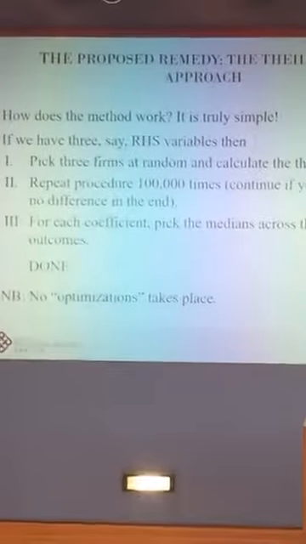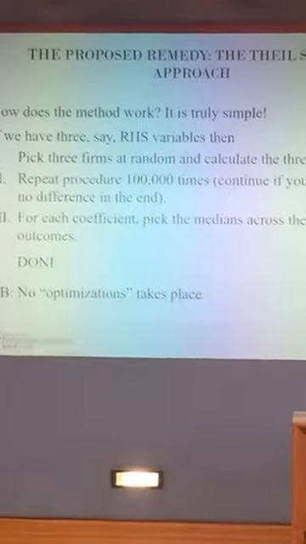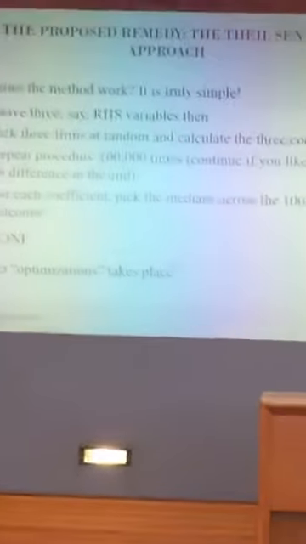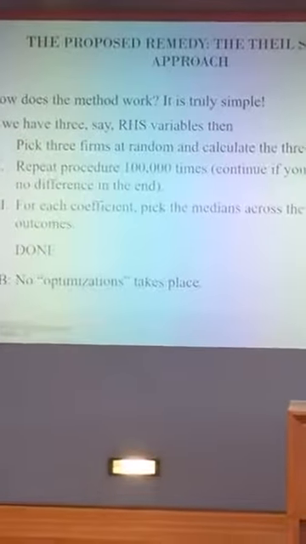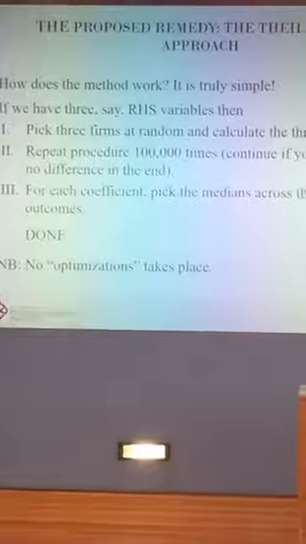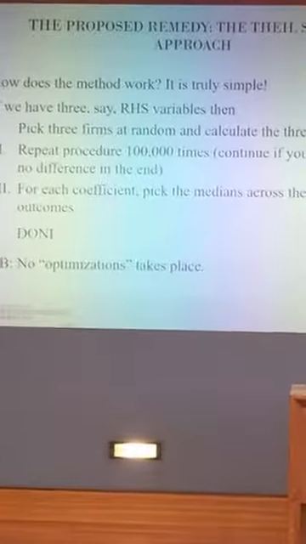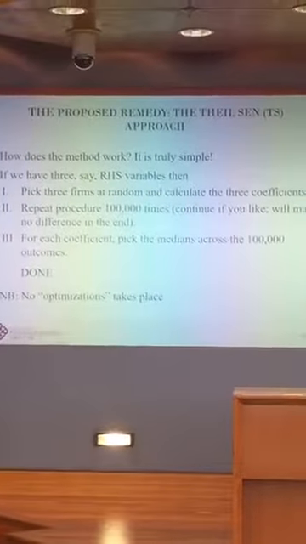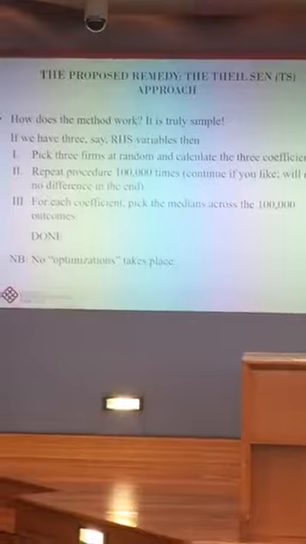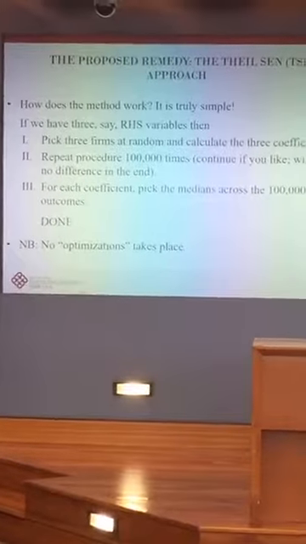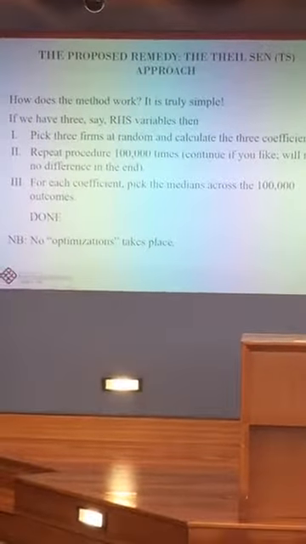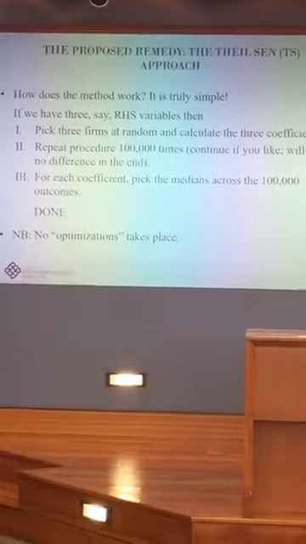So here's what you do. Suppose you have, just for the sake of argument, 3 variables on the right-hand side. You pick 3 firms at random and you calculate A, B, C. It's a 3-by-3 equation system, but it really reduces to running an OLS with 0 degrees of freedom. I think most people understand that. Then you repeat this procedure 100,000 times or even more, whatever have you, and then you just pick the medians. Now you are done.